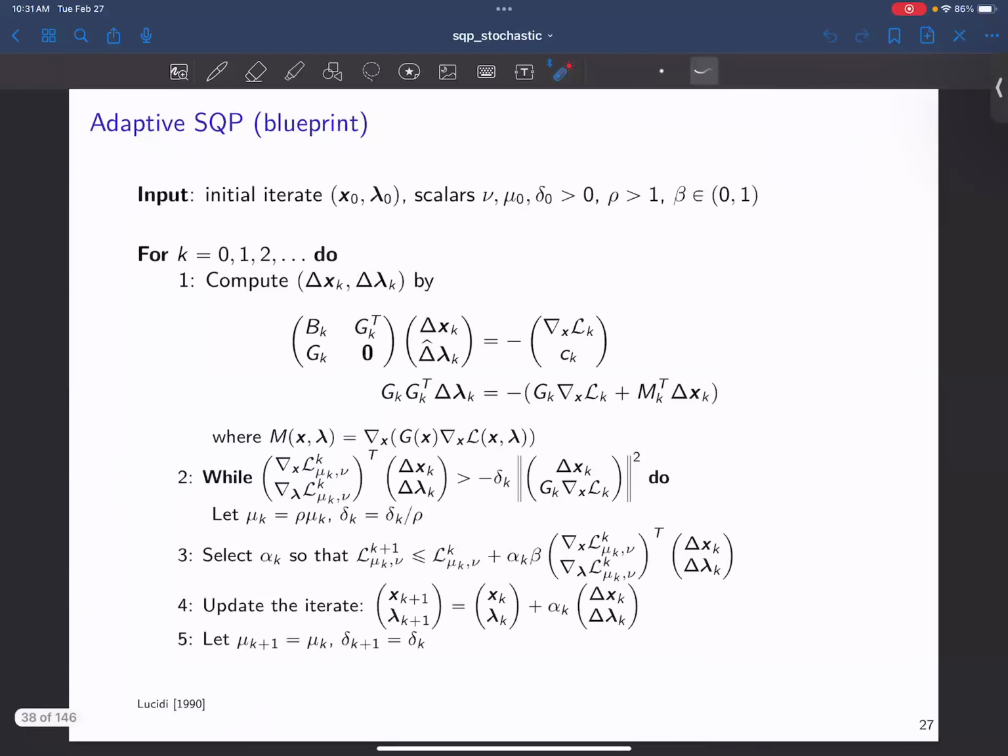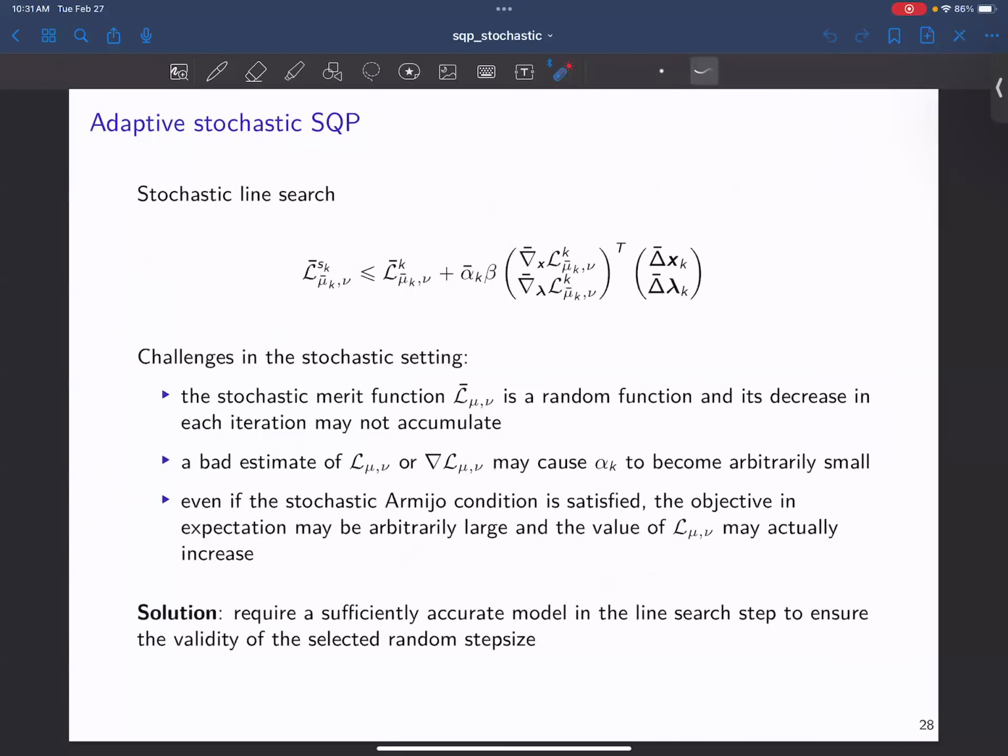Okay, now in the stochastic setting, there are some challenges that don't exist in the deterministic setting. So here are the challenges. The first challenge is that this function, the Lagrangian, is not deterministic anymore. It's a random quantity. So that means that even if I choose the step size alpha in such a way that this is decreased in one iteration, it does not mean that across many iterations these decreases are going to aggregate. Okay, so these decreases may not accumulate over iterations.